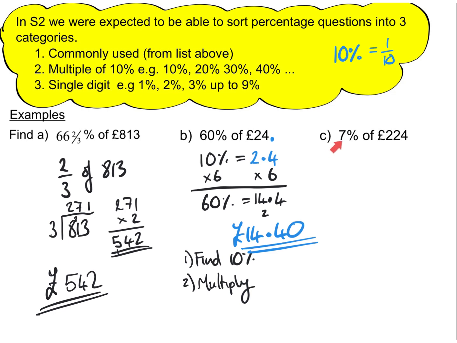The last one is a single digit percentage. So again, we'd go through our checklist. Is it commonly used? No. Is it a multiple of 10? No. Is it a single digit? Well, 7's only got one digit here, so yes. And the trick for this one is very similar to this one, but we find 1% first.